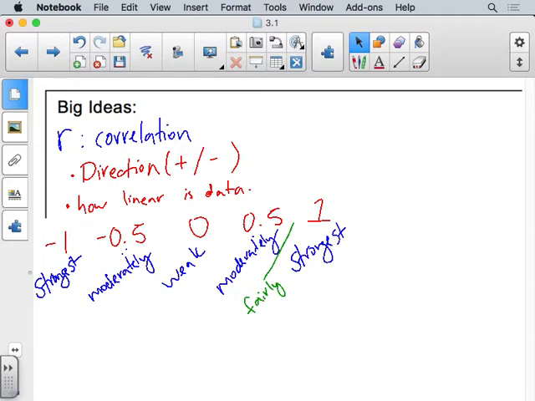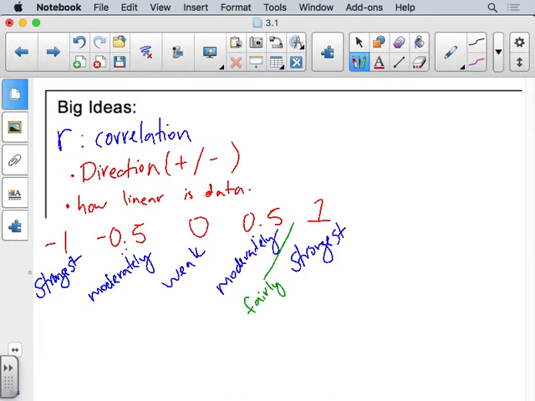Would 0 not be no correlation? Why is it weak instead of no? So you could say no correlation. Weak is the same thing. It's just making it like this is the weakest and this is the strongest. So I think if it was exactly 0, you could say no correlation. That would be fine.